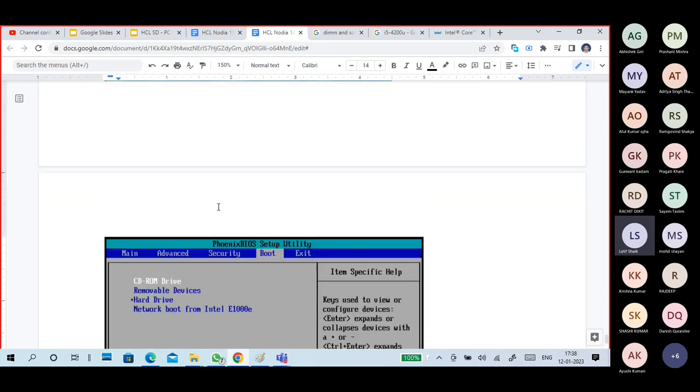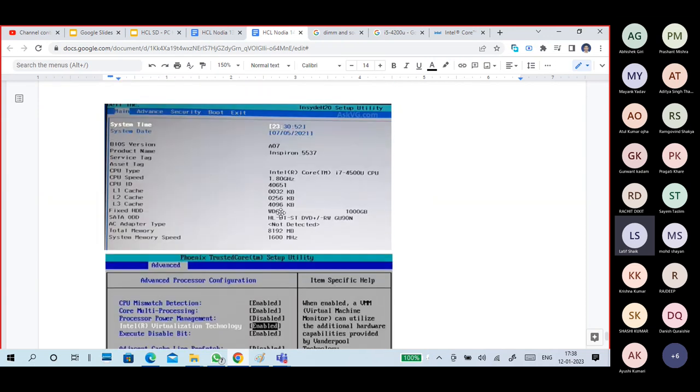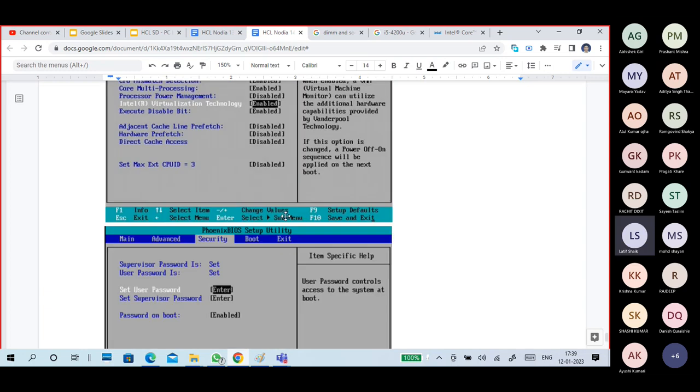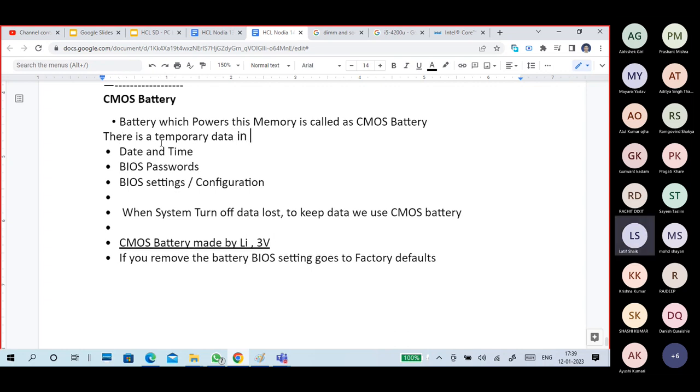Okay, so in the BIOS chip there are some permanent instructions and data, but a few things are temporary: hardware recognition related details, date and time, the passwords, settings. The permanent data is permanent, but there is temporary data here. What are they? Date and time, BIOS passwords, BIOS settings or configurations are temporary. There is temporary data in the BIOS.